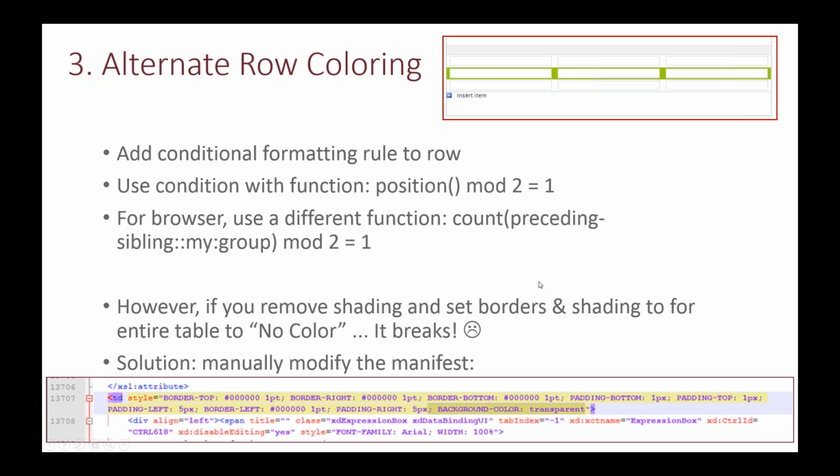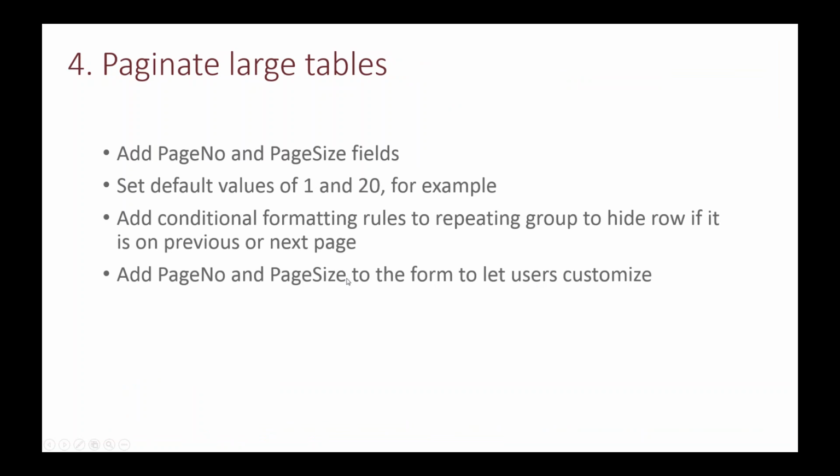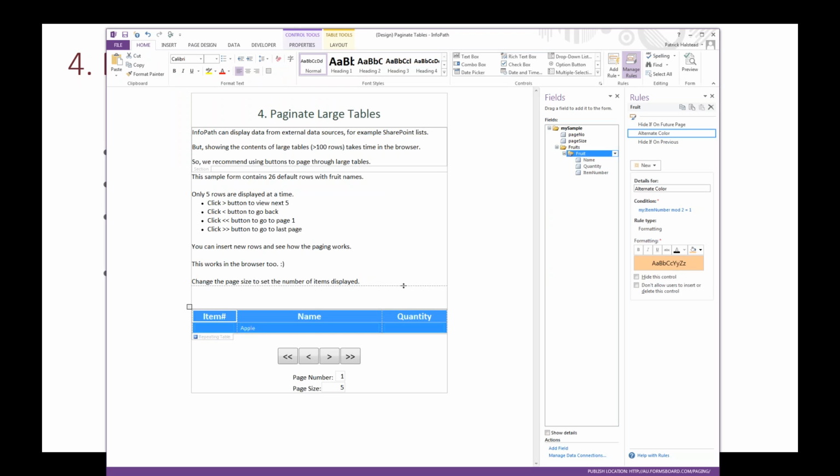So the next technique is we're going to talk about pagination. When you've got large tables, you don't necessarily want to display them all within the view. Why is that? Well, it could be slow. If you have 100 or 200 items, you're displaying it all in the browser. It could be slow to display it all. It also could require scrolling, which is not a great user experience. So I recommend using pagination, and that's what we did with this sample here: we're paginating that list of 25 fruit, and we're doing it using conditional formatting.